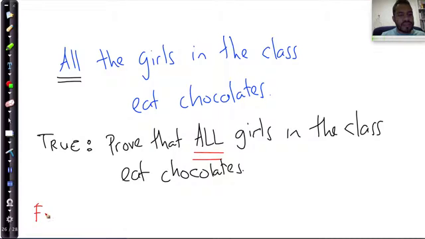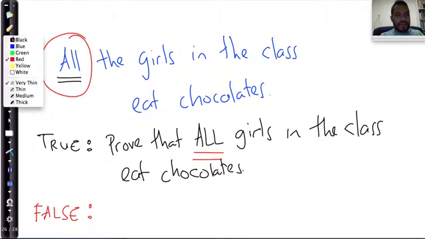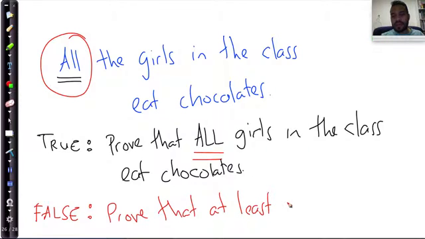if it was false, what do you need to do? Well, because I claimed that all the girls in the class eat chocolates, my statement is that every single person in this class eats chocolates. What are you going to do? You're going to say, well, Imad, Malika doesn't eat chocolates. So, that's all you need to do. You just need to show me. If it's false, you need to prove that at least one person doesn't eat chocolates.